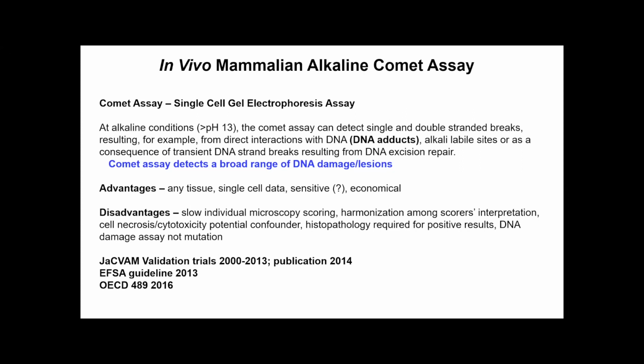So this is why we use the bone marrow in the micronucleus test, because we need a cell population that's constantly dividing. In the comet assay, it's completely opposite. You can do any tissue, brain, liver, lung, any tissue, because you're not worried about cell division, because that's not part of the assay. You get single cell data, and it's sensitive. I put a question mark there, and it's economical.